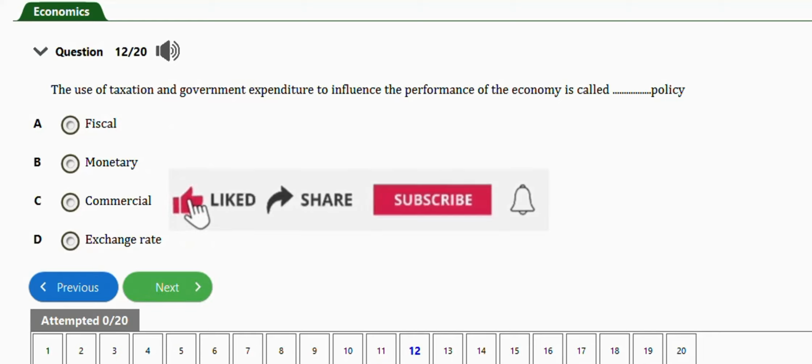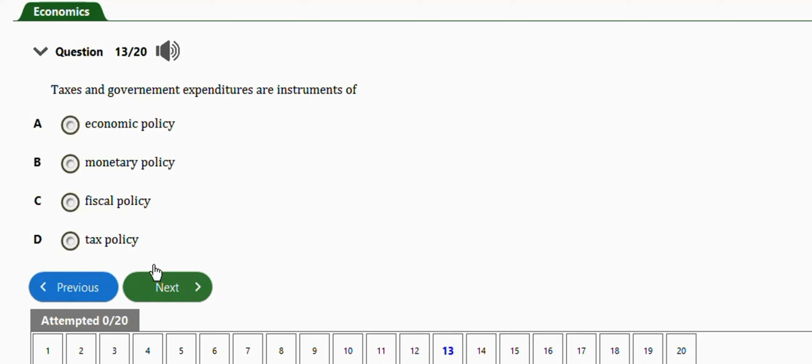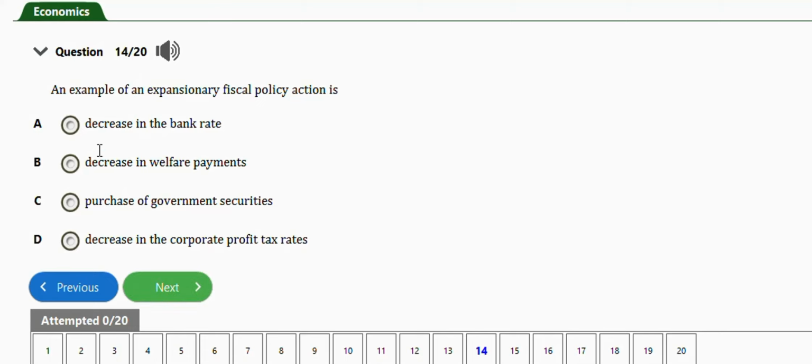So this question says, the use of taxation and government expenditure to influence the performance of the economy is called dash policy. It's called fiscal policy. Option A. Next question, it says, taxes and government expenditures are instruments of fiscal policy. Option C. Next question. An example of expansionary fiscal policy action is: decrease in the bank rate, decrease in welfare payments, purchase of government securities, decrease in the corporate profit tax rates. The right answer is option D, decrease in the corporate profit tax rates.